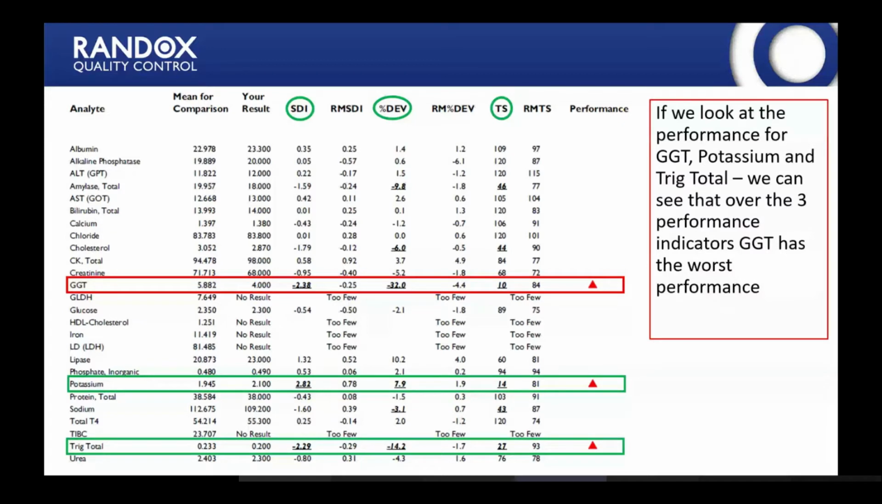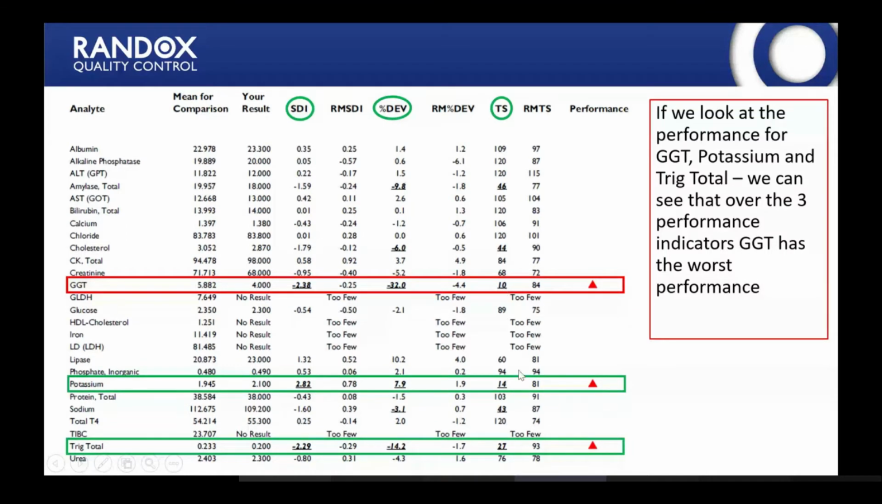If we look at these three, we're going to need to see, is it just this one sample? Is it a long-term issue that we have? If we look at this particular sample, and the three different performance indicators, GGT is the worst performing. Its SDI is greater than 2, its percentage deviation is out, and its target score is 10, which is the lowest target score that you can get. As Stephen said, the target score ranges from 10, your worst performance, to 120, which is your best performance.